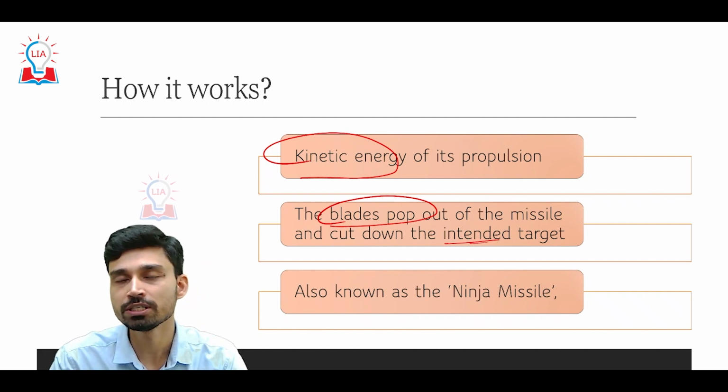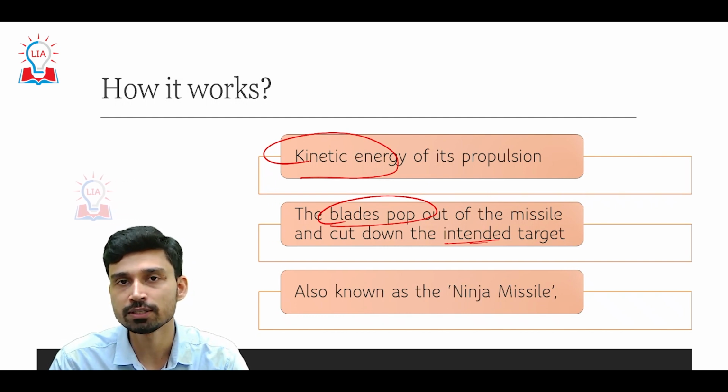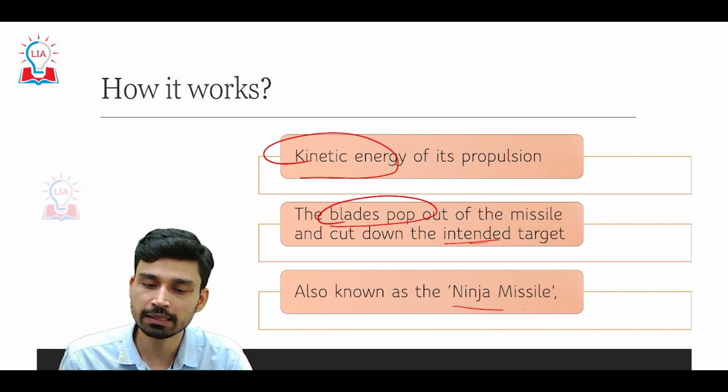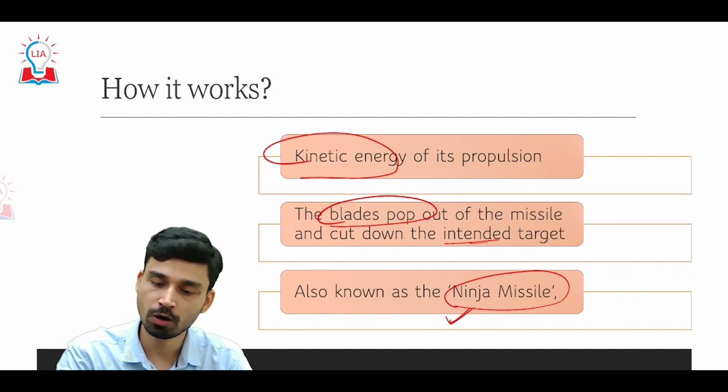Because it comes very silently, without causing any kind of noise or explosion, and simply kills its target, it acts like a ninja and is called the ninja missile.